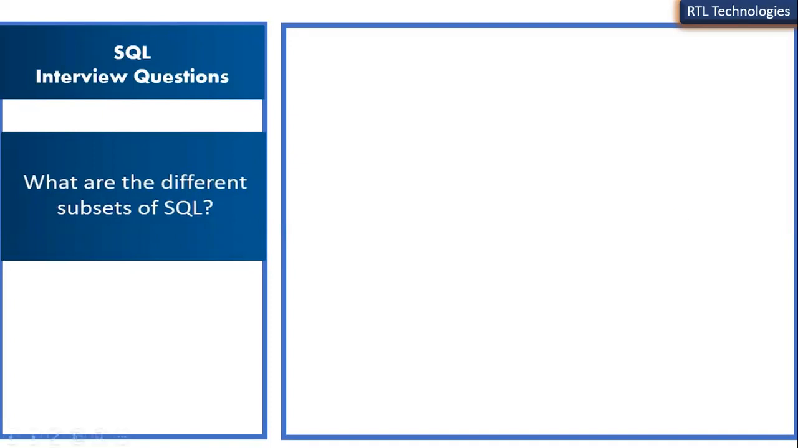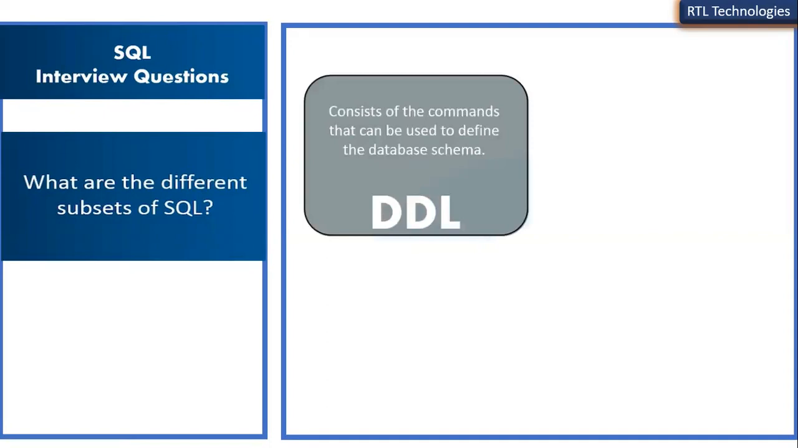So we have majorly four different subsets. The first one is DDL, data definition language. In data definition language, we will find the commands that can be used to define the database schema, like create, drop, truncate, alter.